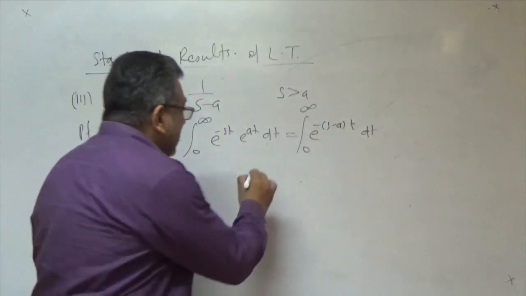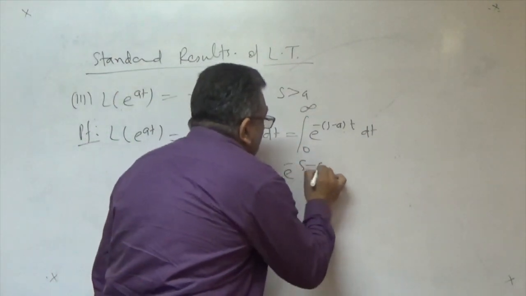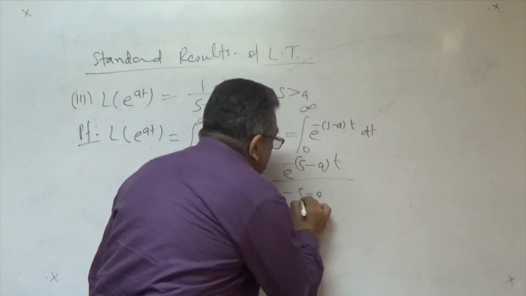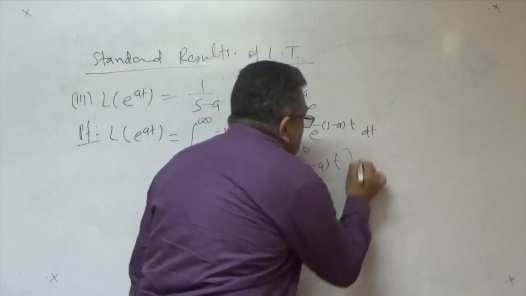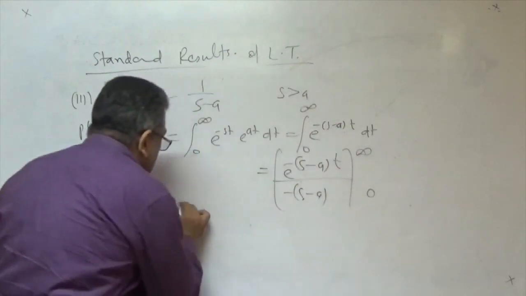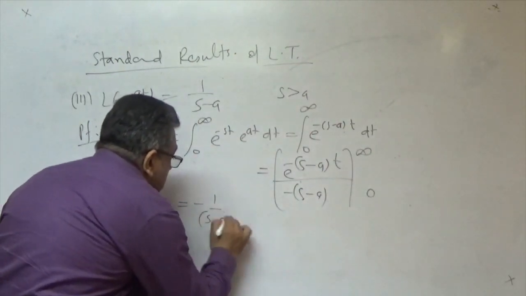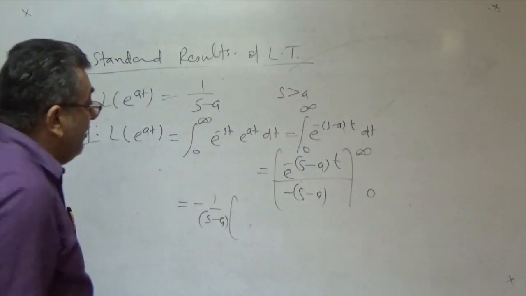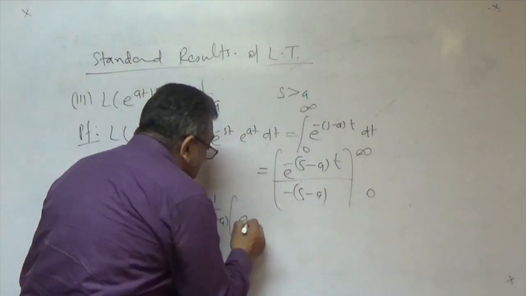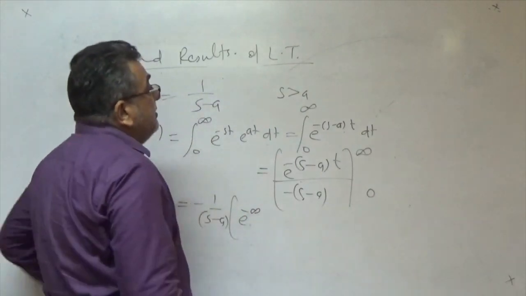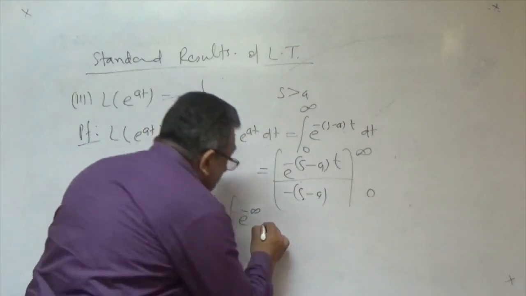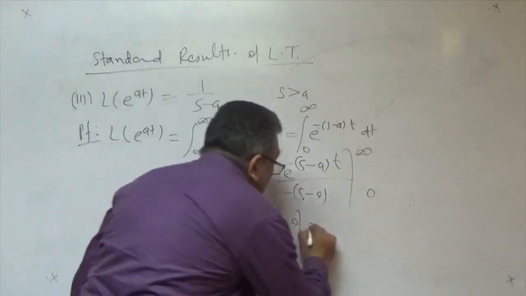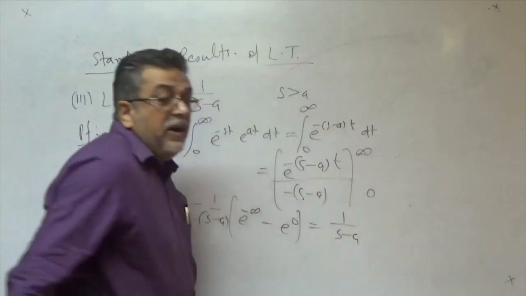Integrate this simply as an exponential function integration. This is e to power minus (s minus a)t upon minus (s minus a), with limits infinity to 0, and take minus (s minus a) as common outside. If you substitute the upper limit, that is e to power minus infinity because s minus a is positive, and the lower limit e to the power 0, and you know that e to power minus infinity is 0. So finally we get 1 upon s minus a.